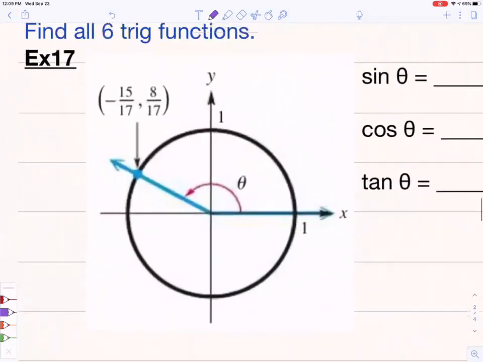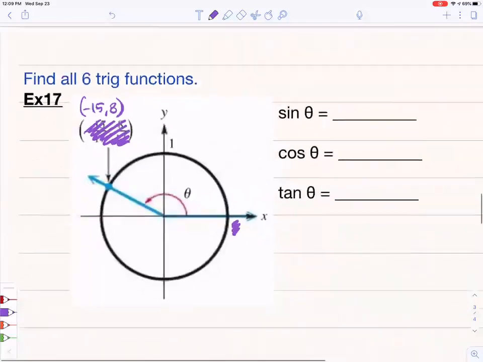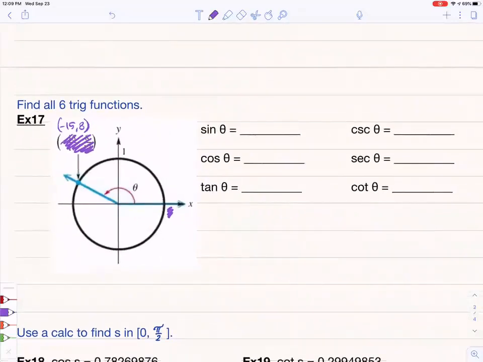All right. Number 17, I'm going to change the question. I'm going to make it more of a review from section 9.1. So the coordinate is negative 15, 8. That's what I'm changing. We did these back in 9.1, I'm pretty sure. And I'm supposed to find the 6 trig functions.